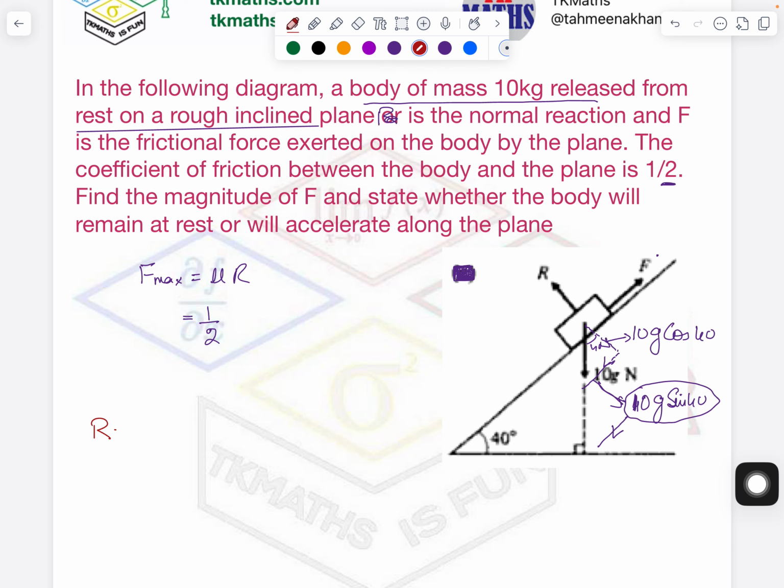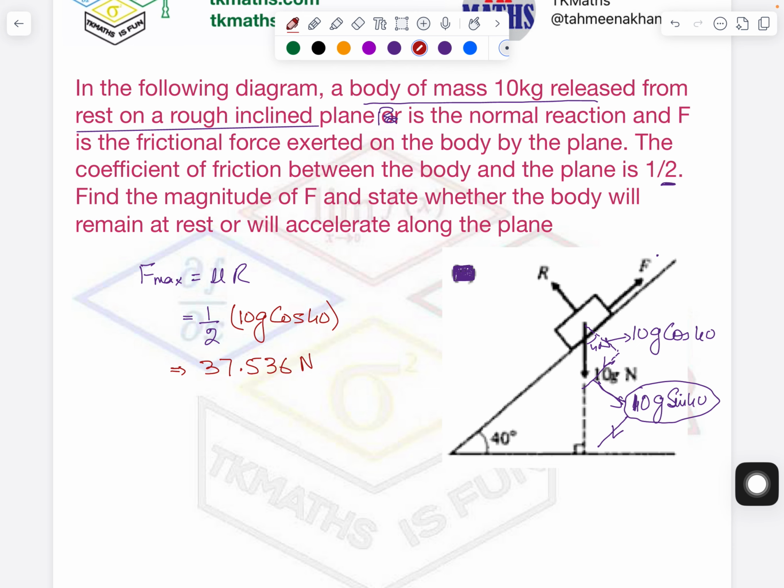So R is equal to, let me just write here, because there is no other force, it is equal and opposite, so it is 10g cos 40. I am taking the value of g as 9.8. In some examination boards, especially 9709, it is taken as 10. So depending on the examination board you're appearing in, you will take the value of g accordingly. Let me calculate here. It is equal to 37.536, and in 3 significant figures it will be 37.5.